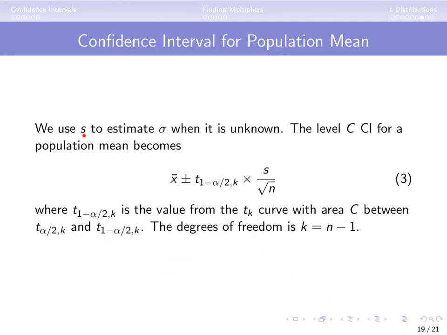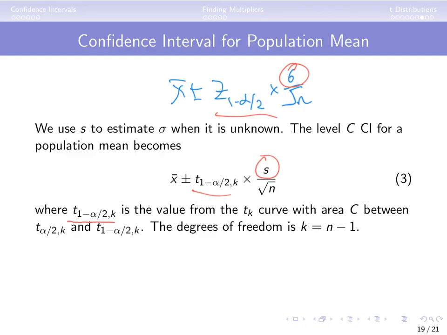So we will use the sample standard deviation to estimate sigma, the population standard deviation, when it's unknown, and that's typically almost all the time. So our confidence interval for the population mean now becomes this. If we compare equation 3 with equation 2, equation 2 we wrote x bar plus or minus z sub 1 minus alpha over 2 times sigma over square root of n. Notice some of the changes: sigma is replaced, and we are using a t-distribution instead of a z.